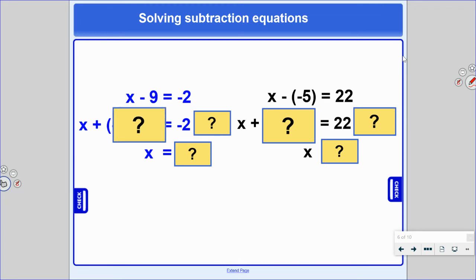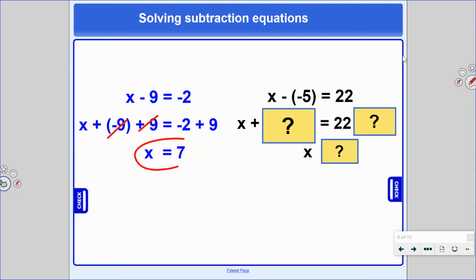So how do we get rid of a negative 9? You guessed it, by adding. And of course, we're going to be fair to both sides. Meanwhile, a negative 9 and a positive 9 make 0. Negative 2 and a positive 9, you are now above water with 7.